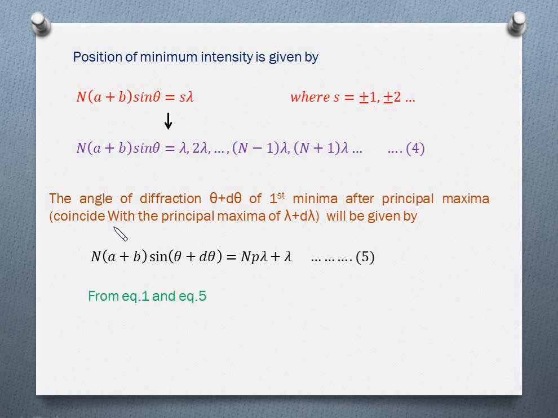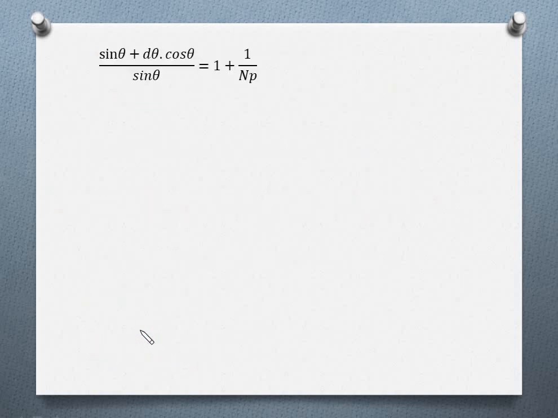Now from equation 1 we know this condition. We have equation 1, we have equation 5. So just divide equation 5 by equation 1. What we will have is this equation. Now we can use the formula sin(a plus b) equals sin a cos b plus cos a sin b to expand this term. Here we have assumed d theta is very small, so cos d theta equals 1 and sin d theta is approximately equal to d theta. So we can write this.